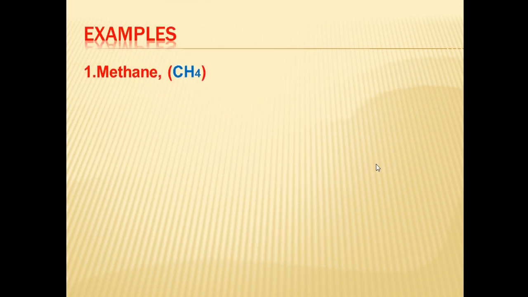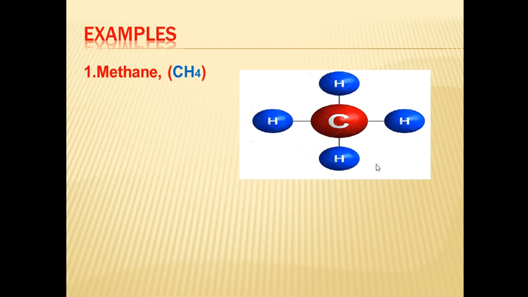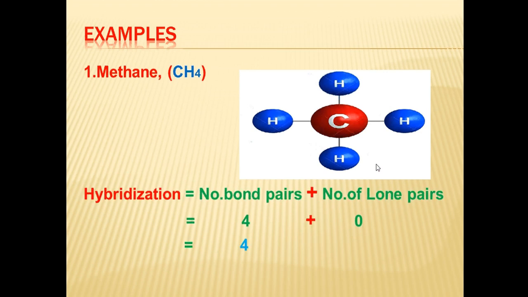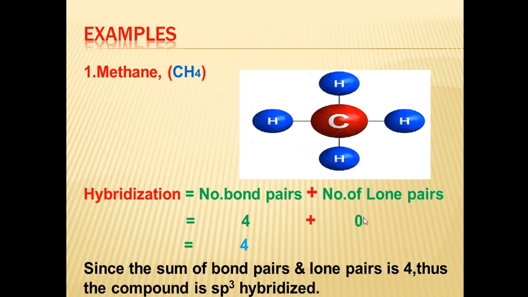For example, consider methane, which has 4 bond pairs and no lone pair. Since the sum of bond pairs and lone pairs is 4, thus methane is sp3 hybridized.